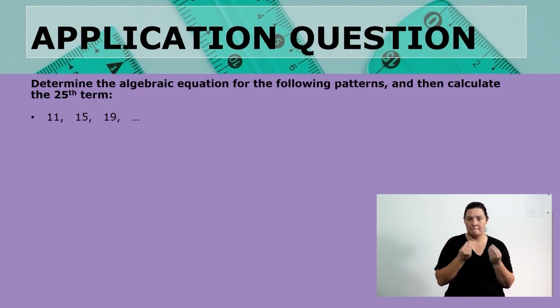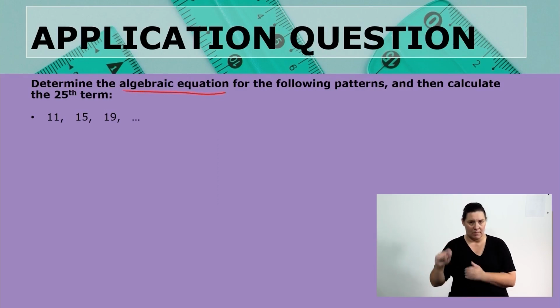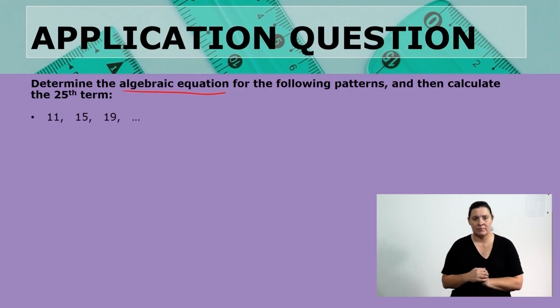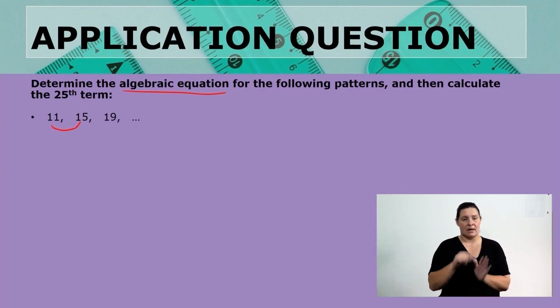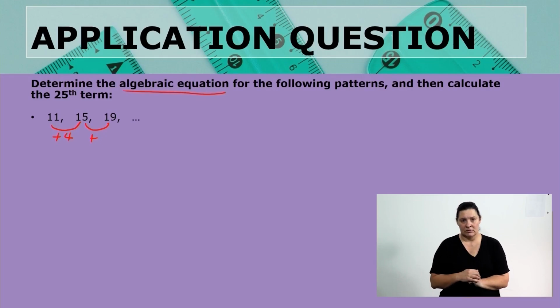For us to find the algebraic equation, we need to find the constant difference. How do we find the constant difference? The second term minus the first term, or the third term minus the second term. So if I say 15 minus 11, that will give me a positive 4. And if I say 19 minus 15, that is also going to give me a positive 4. So we now know that our equation is going to start with 4.